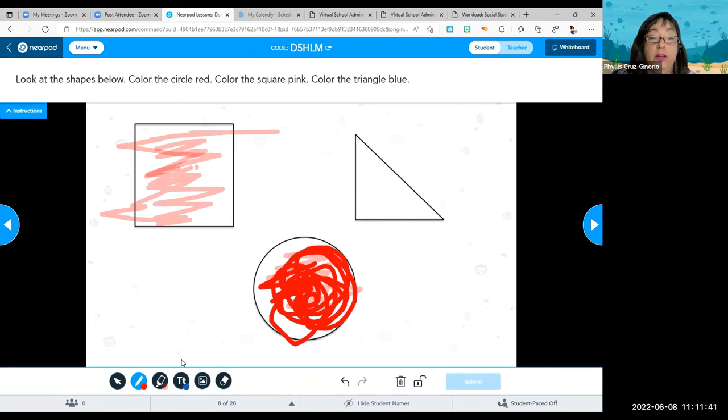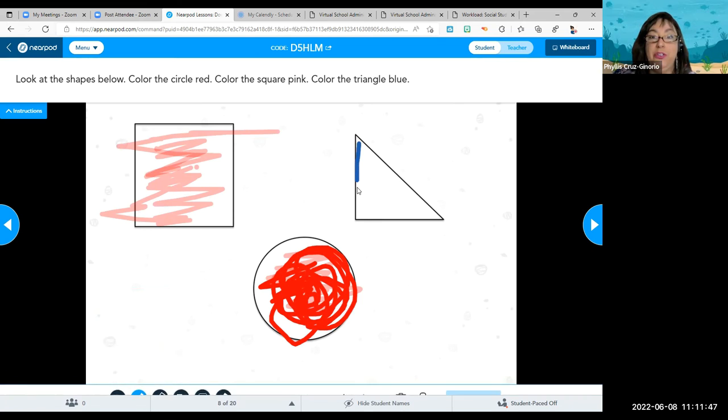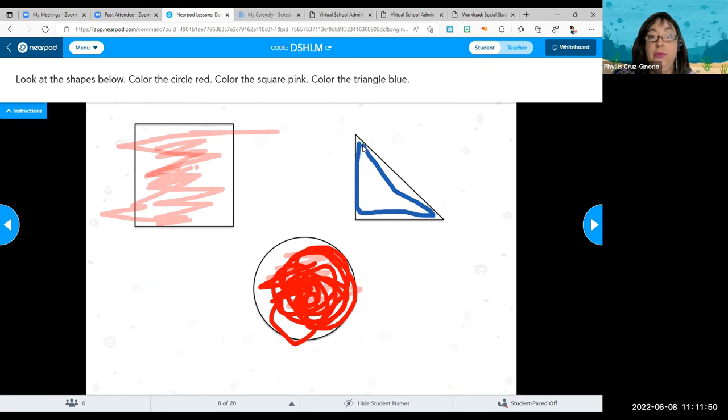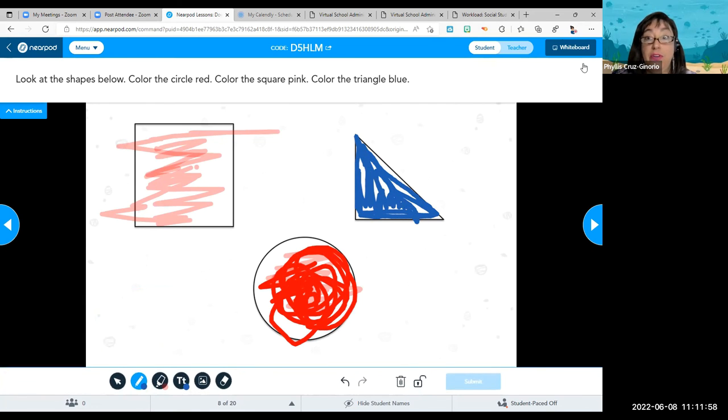Now it says color the triangle blue. Can you do that? Nice pretty blue. Mr. Triangle. You can name the shapes. These are very common shapes that you'll find all over, and we use them a lot. So it's important to know their names.